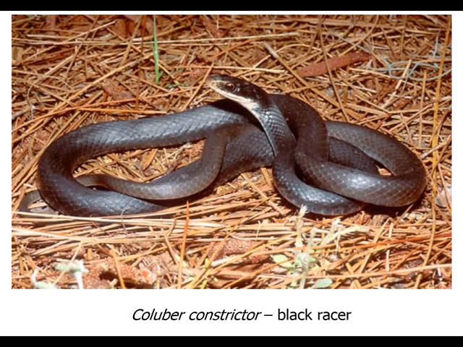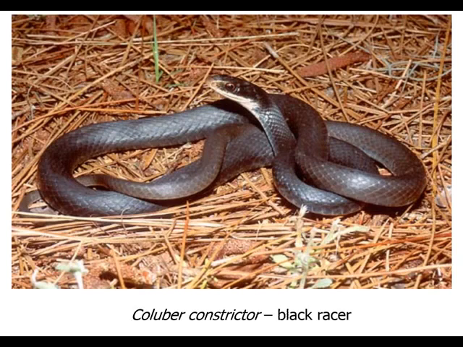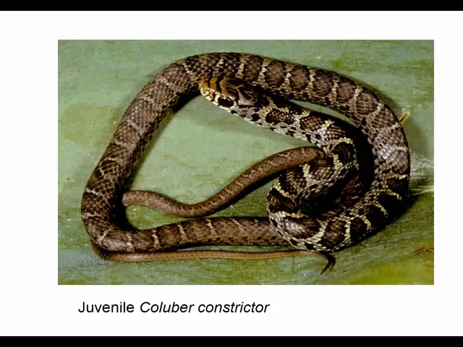Very common colubrid that we might see. This is the black racer. Solid black except for a white patch under the chin. These can reach almost 6 feet in length. They're tremendously fast. They're hard to catch. Quite aggressive. This is the juvenile. A lot of cases where the juvenile snake doesn't look anything like the adult, and this is one of them.